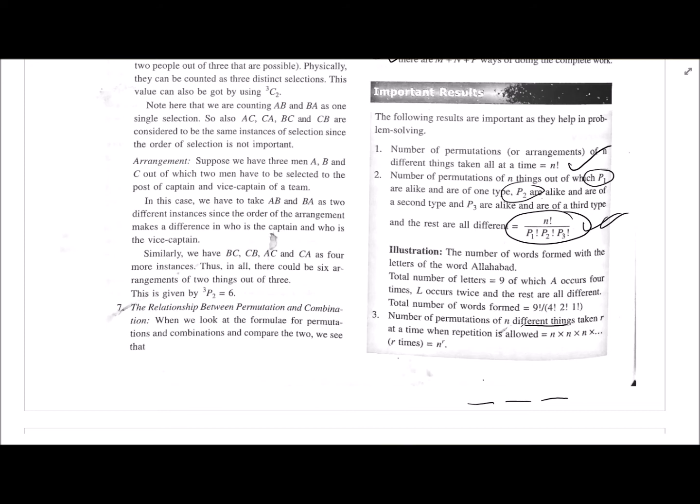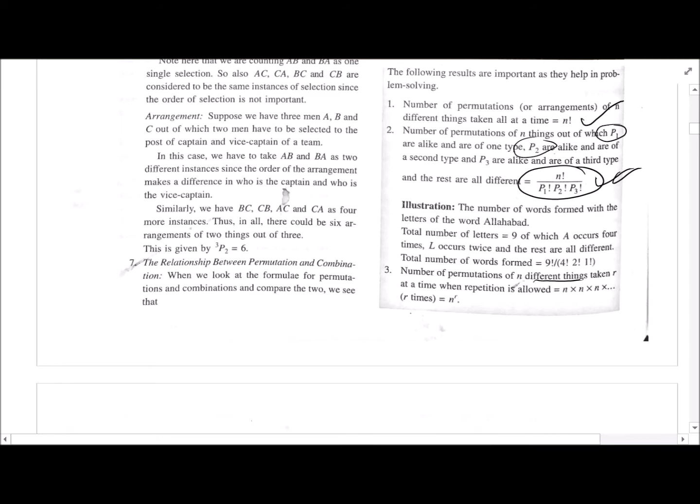Say 5 digits or 5 objects or 5 letters are given, and 3 places are there and repetition is allowed. So for every place we have 5 options. So 5 into 5 into 5, so 5 raised to the power 3. If repetition was not allowed, then it would be 5p3. And if repetition is allowed, then it is 5 raised to the power 3.